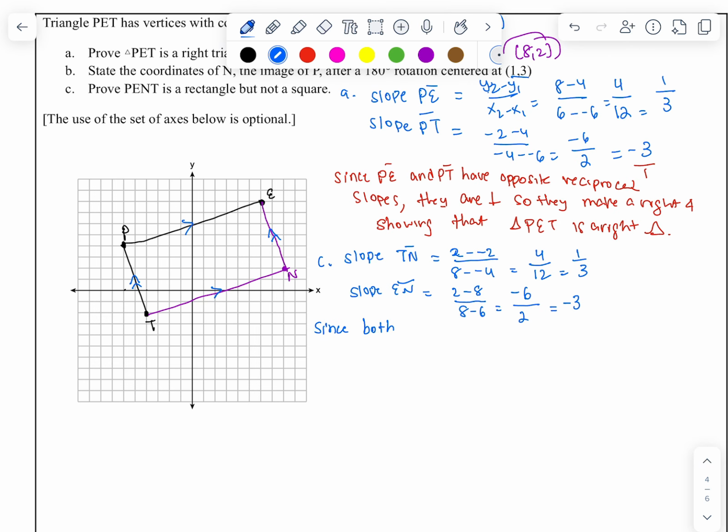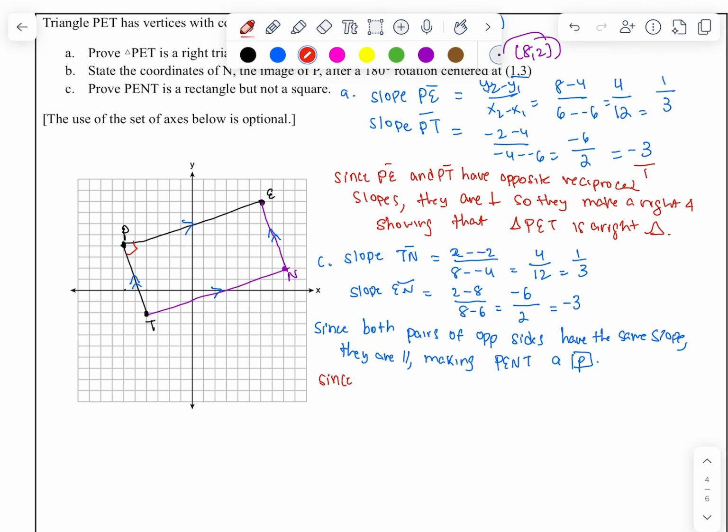Since both pairs of opposite sides have the same slope, they are parallel, making PENT a parallelogram. In part A, we proved that we had a right angle at P. So now we can just simply state why it's a rectangle because we already have enough work to prove it.